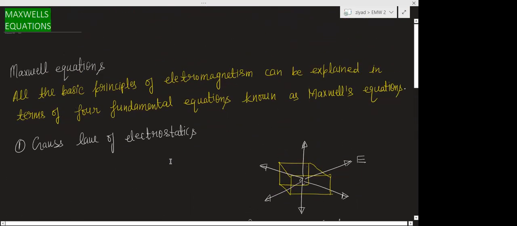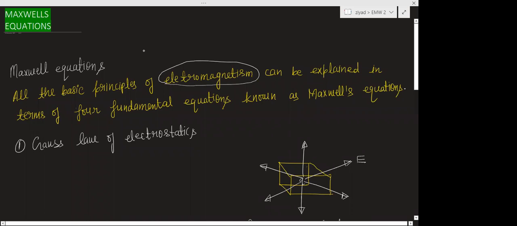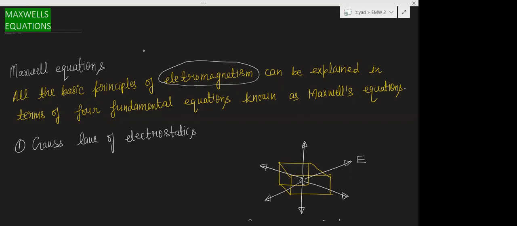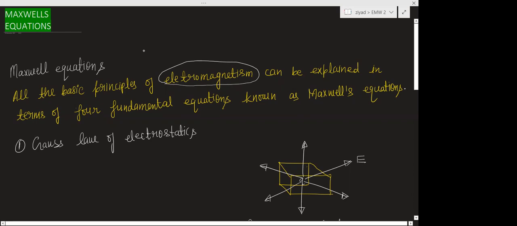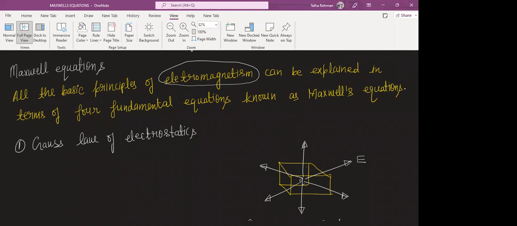Basically, Maxwell equations are not part of your syllabus, but you should know at least what the Maxwell equations are. Electromagnetism means the part of electricity and magnetism. Electricity means those chapters that come under electricity, that is electrostatics and current electricity. And magnetism means moving charges and magnetism, natural magnetism, earth magnetism, electromagnetic induction. So all these chapters can be explained with the help of the Maxwell equations. The first Maxwell equation is the Gauss law of electrostatics.